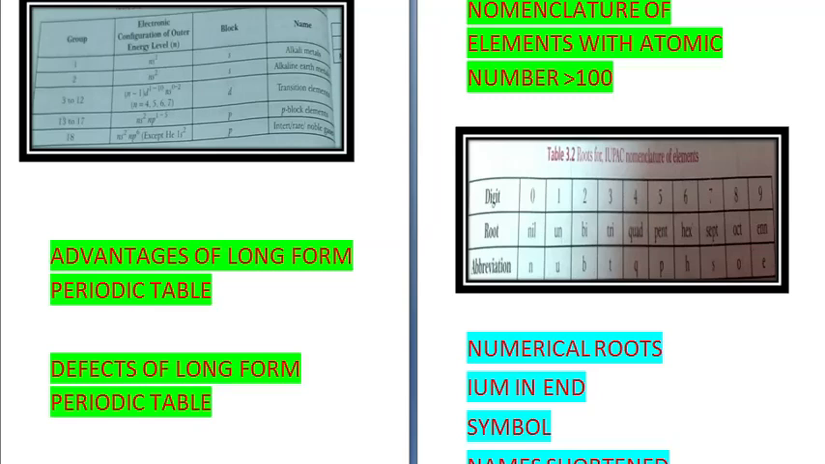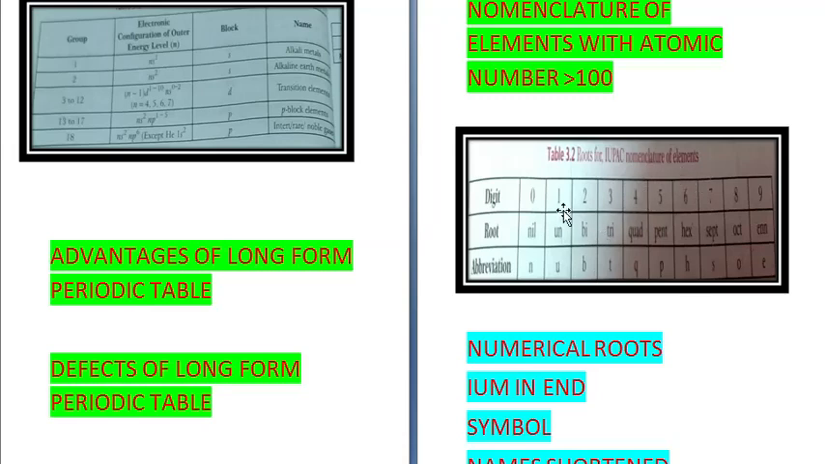So recently the elements having atomic number 104 to 118 have been discovered, and IUPAC has suggested separate rules for naming elements which have atomic number more than 100. For that, the name is derived directly from the atomic number of the element using numerical roots for 0 and for numbers 1 to 9. So these are the numerical roots.